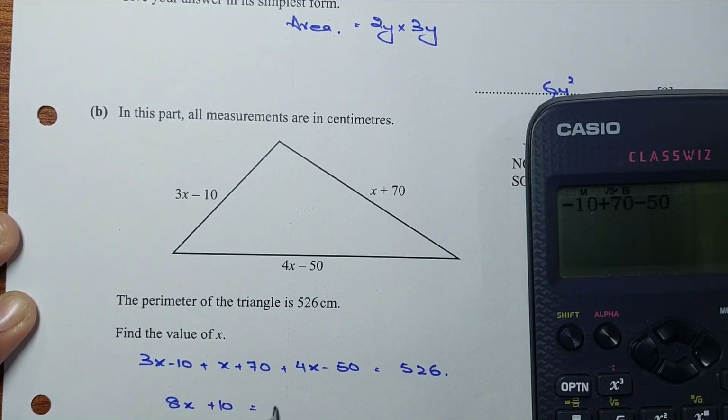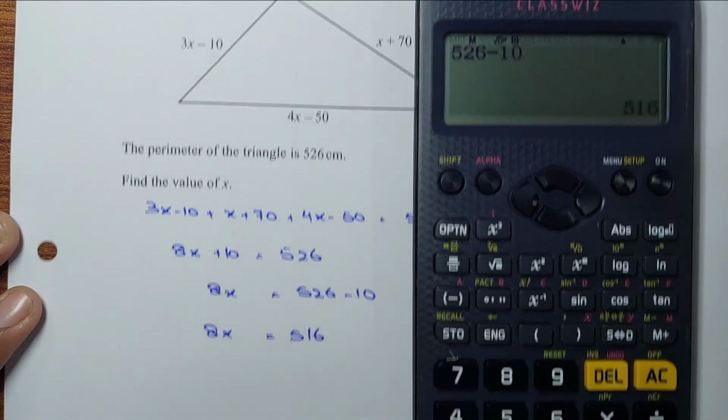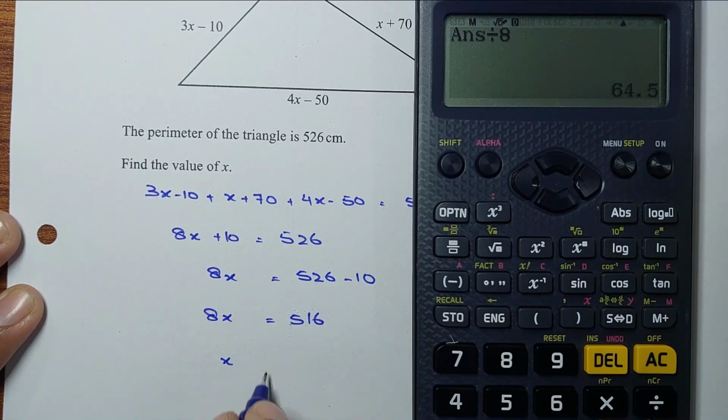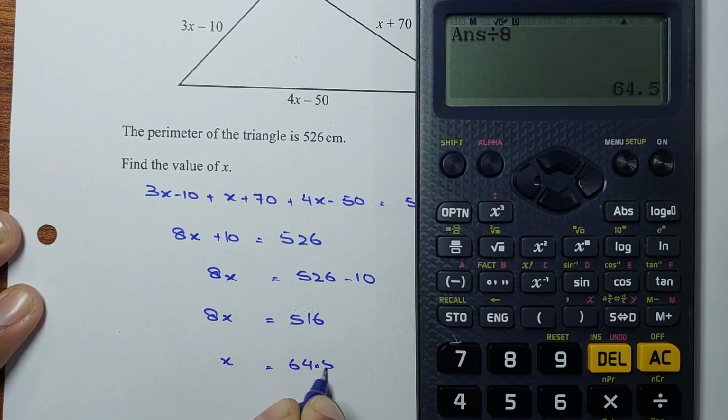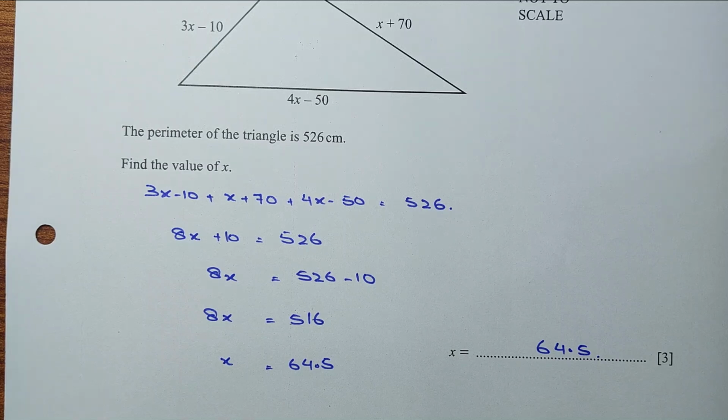Plus 10 equals 526. 8x is equal to 526. Take away 10. 526 take away 10 is 516. 8x equals 516. Right, so what is x? Divide by 8. Sorry, this is 64.5. So the x value is 64.5. Okay, that was the last question of our paper.